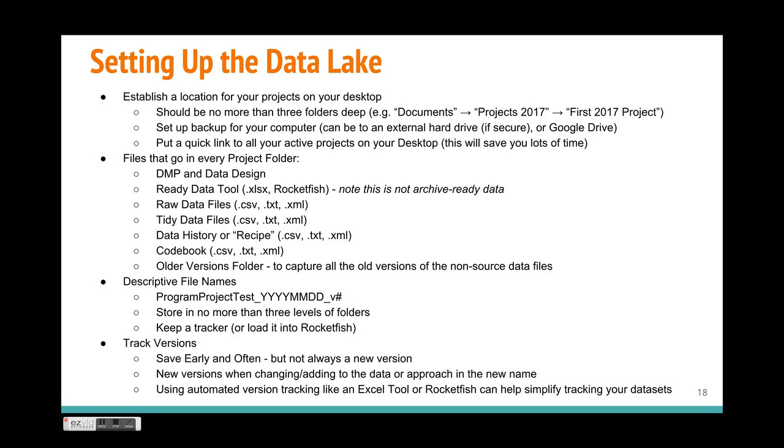Now, inside of every project folder, you want to make sure you have all the files that you would share with someone so that they could reproduce your research. So that means you need your data management plan and the data design that we talked about before in part 1. This information is going to let the user know how you set up your files, how you secure them, who owns them, etc.